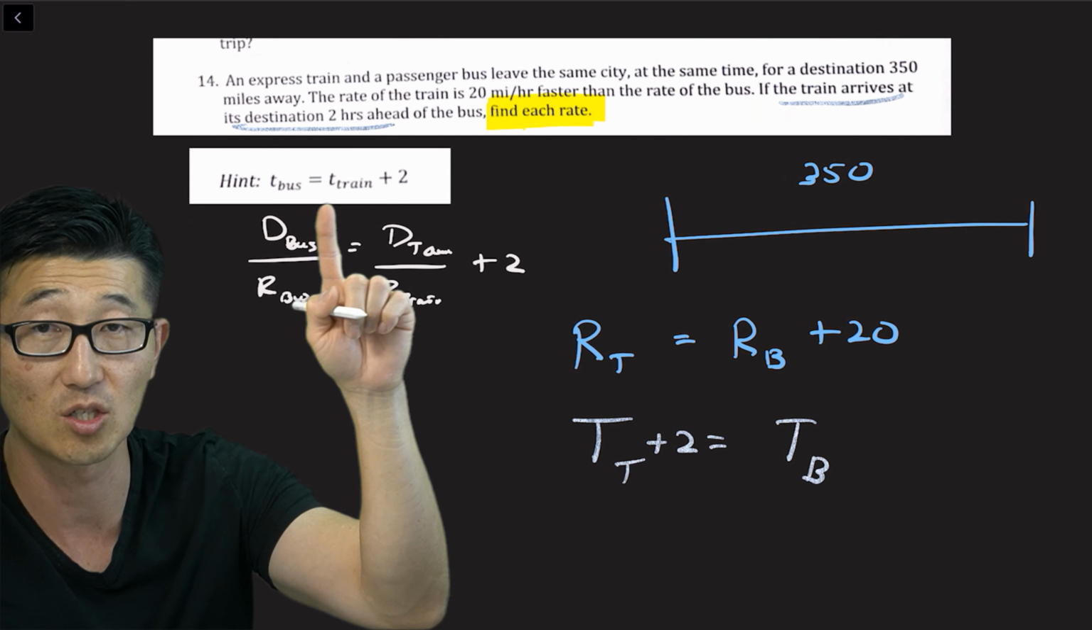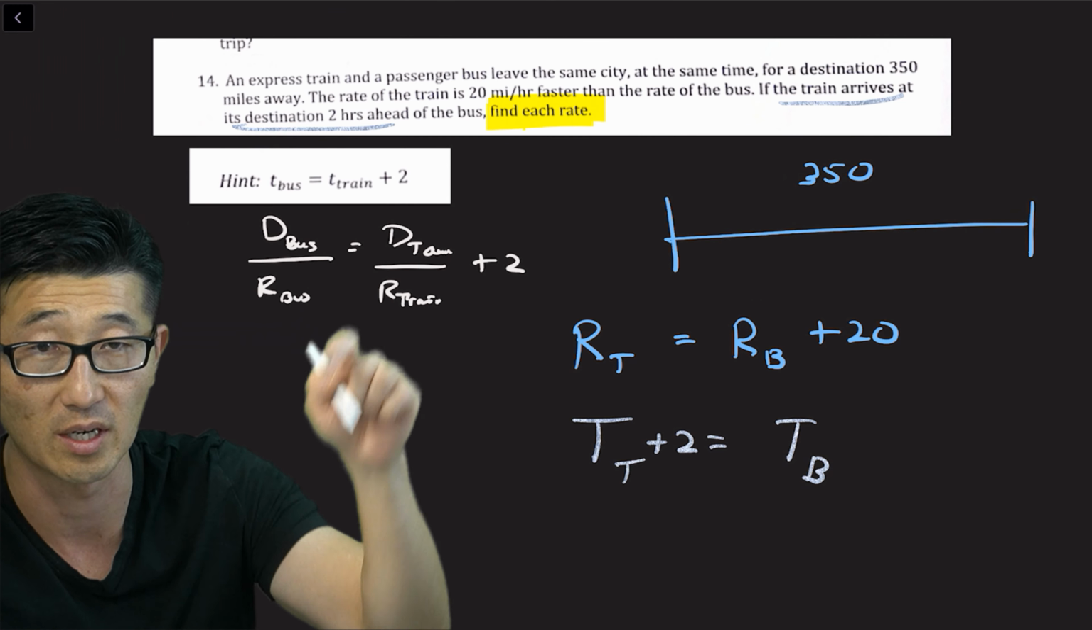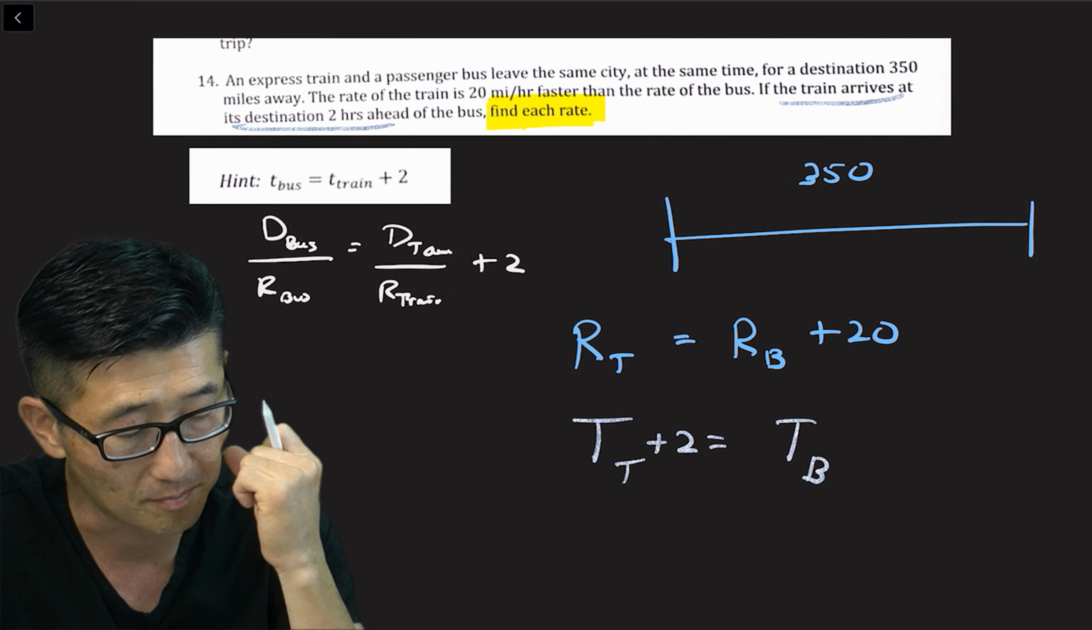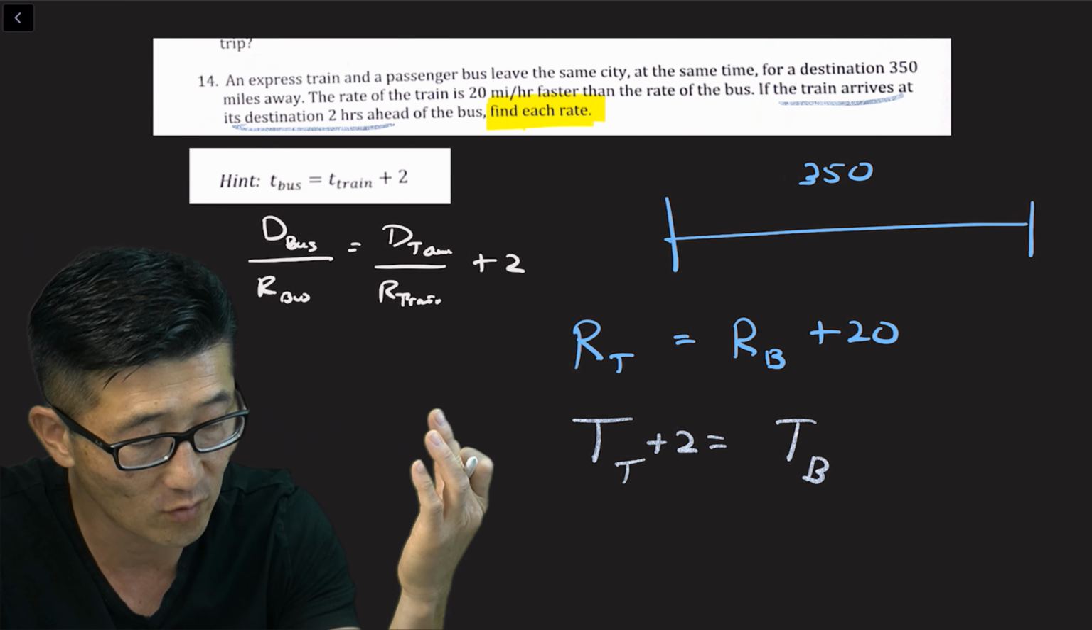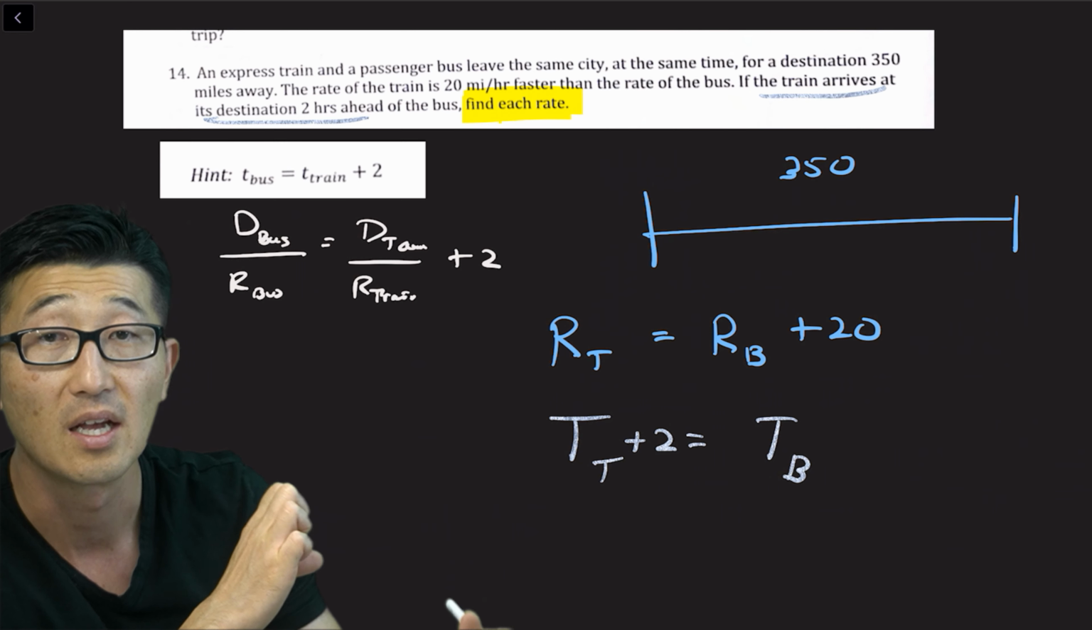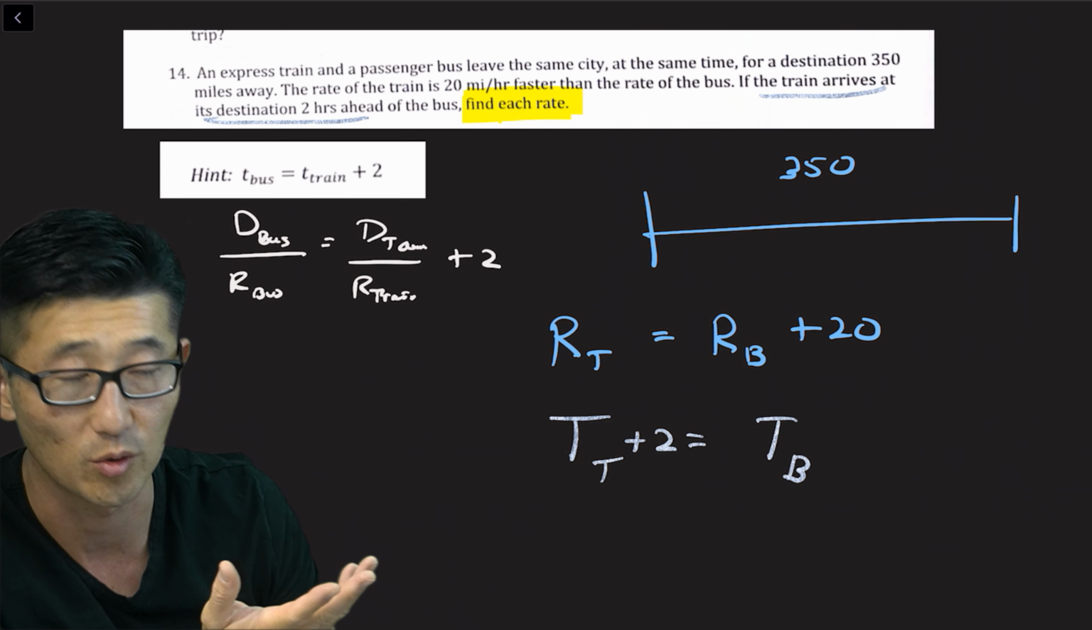T bus is equal to T train plus an extra 2 what? 2 hours. That's how they got this. Okay. All right, so what are we looking for? We're looking for rate. Now, since we're looking for rate, we're not going to use this equation. We're going to use this equation. Okay, because here we can't really plug in anything for R, but here we can actually plug in something for T, or you'll see what I mean in a second, and we'll eventually get something with an R in there.